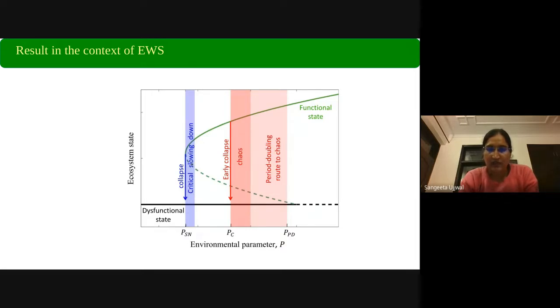And the earlier reported early warning signals deal with the collapse near this critical saddle node point. But here we observe the collapse, which is much before this saddle node point is achieved. So that is why our early warning signal is different, and even the mechanism is different from what has been reported earlier.